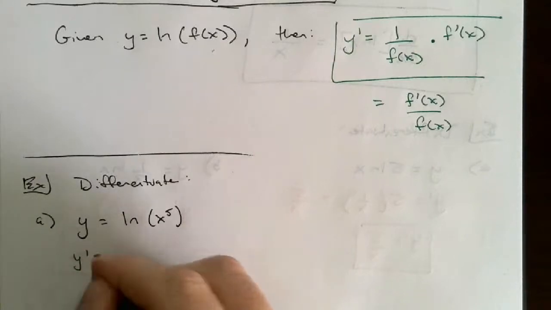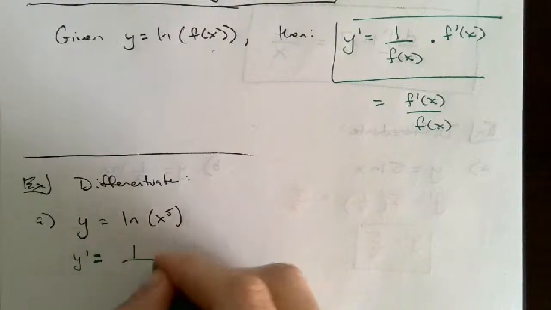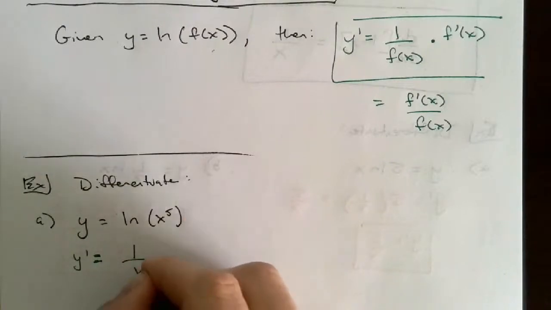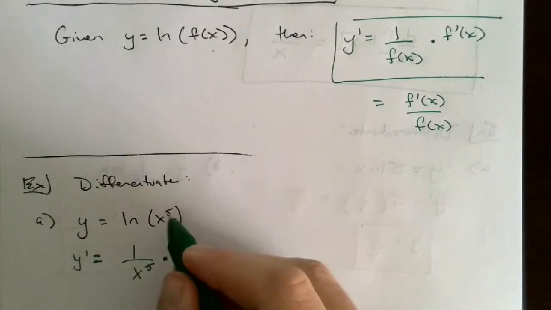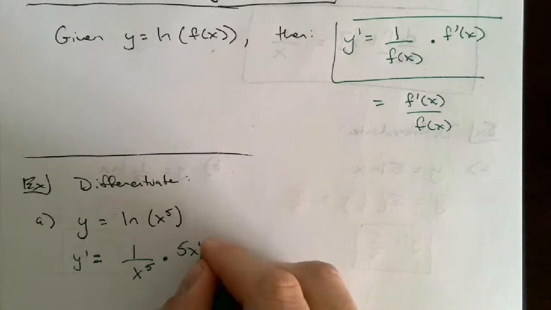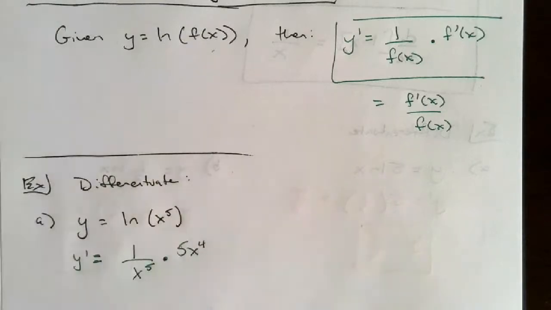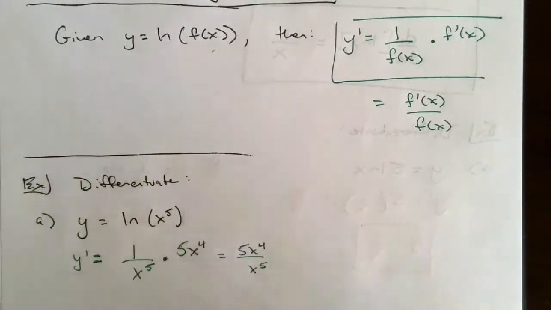The chain rule for log says the derivative of the outside, natural log is the outside function, so it's 1 over, you keep whatever's on the inside the same, so it's 1 over x to the fifth, times the derivative of the inside. Well, what's the derivative of x to the fifth? Well, it's 5x to the fourth by the power rule, bringing the 5 down in front, subtracting 1 from the exponent. And then you could simplify this. This is really 5x to the fourth over x to the fifth, if you just multiply those together.